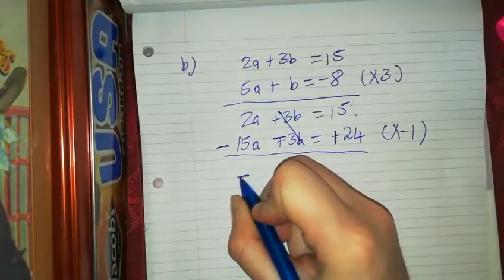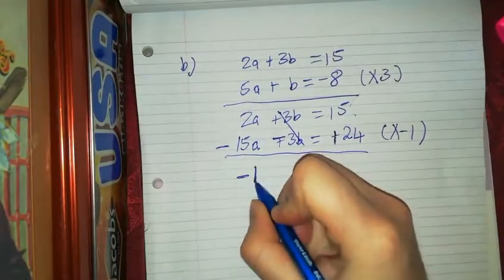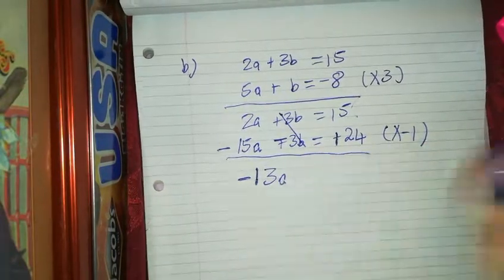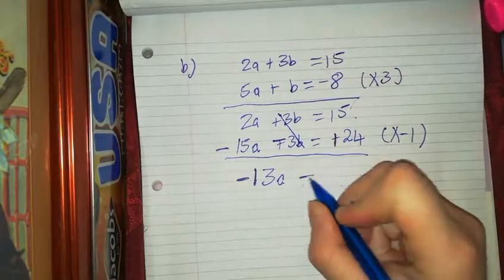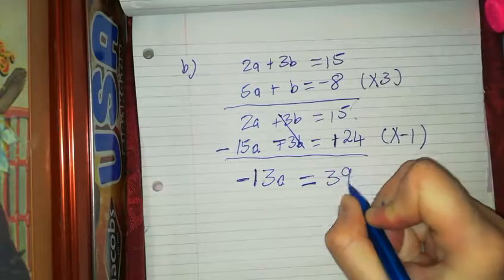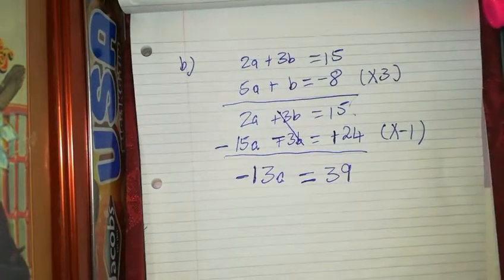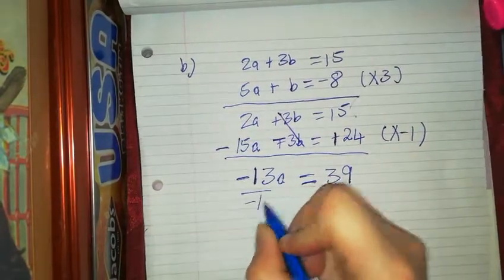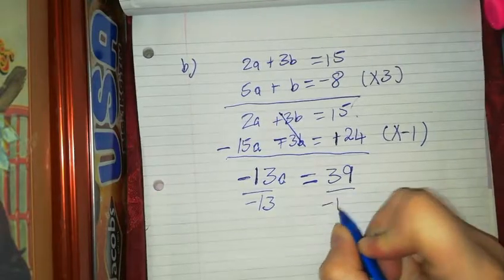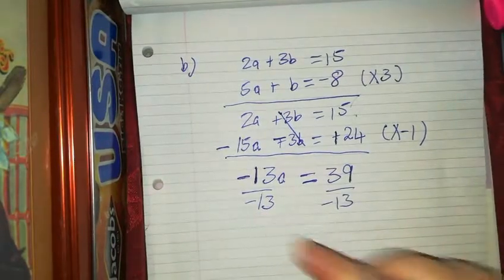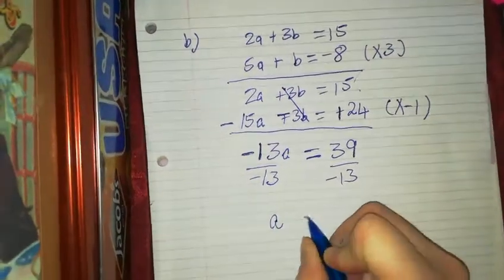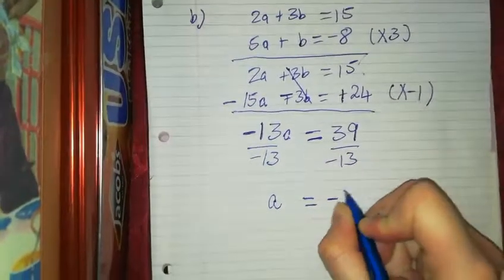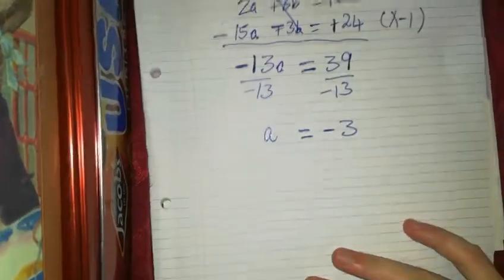So that gives me minus 13a. And then I have 15 plus 24, so that gives me 39. Now, in order to get what a is, I have to divide both sides by minus 13. So if I divide both sides by minus 13, I get a is equal to minus 3. So that's my value for a.